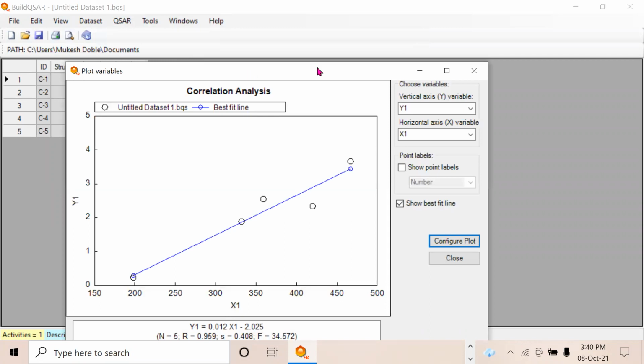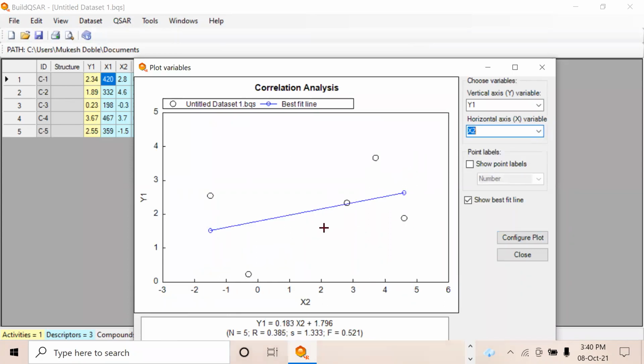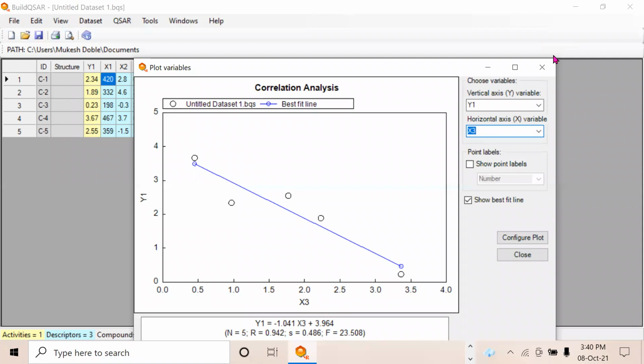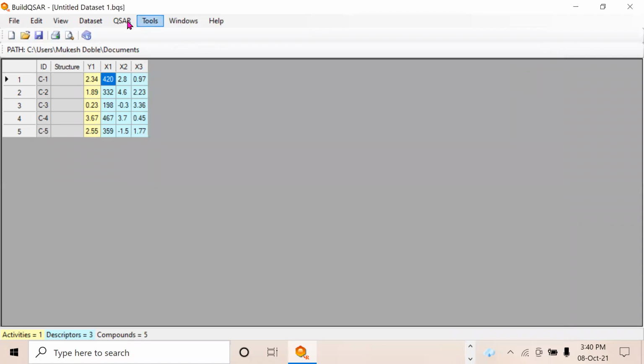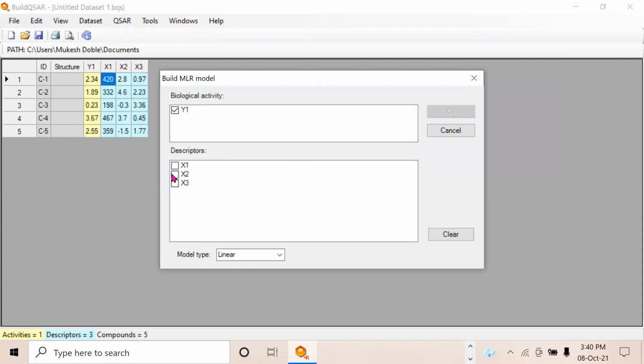Then we can plot each variable, that is volume versus activity, or log P versus activity. This is bad. Log P versus activity, or dipole versus activity. Or we can now develop a QSAR also. This is called multiple linear regression. So here I am putting volume and dipole.